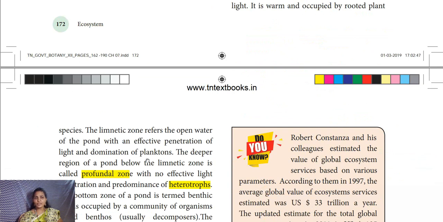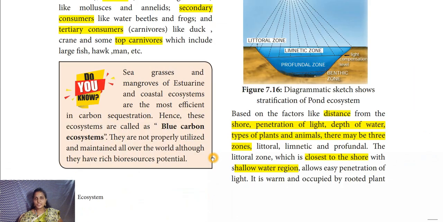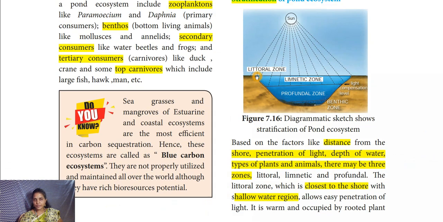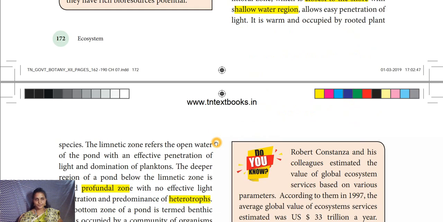And then the next one is the limnetic zone. It refers to the open water of the pond. Here you can see open water next to this littoral zone. So this is the limnetic zone. In this limnetic zone the sunlight will be scattered, so it gets more sunlight, like a surface. Here there is effective penetration of light and a domination of planktons.